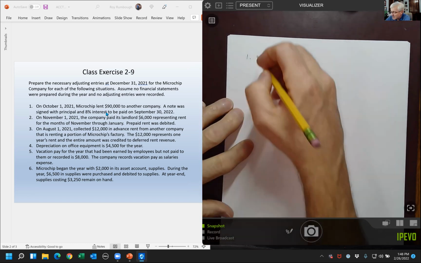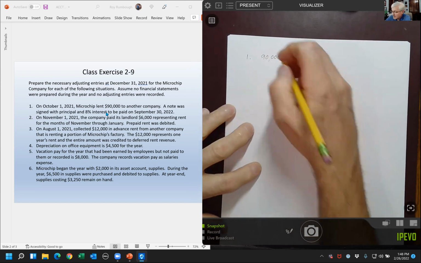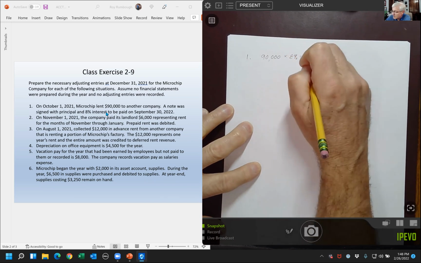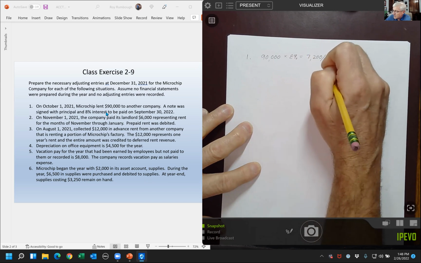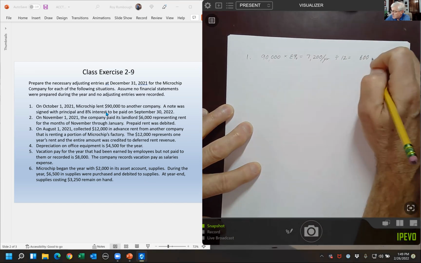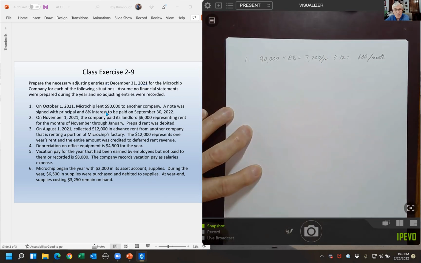Well, I like to follow that same process. How much interest are we earning per month? 90,000 times 8%, that's 12 months of interest, 7,200 for a year, divided by 12, $600 per month. So we are earning, for every month they're using our money, $600, but they're not going to pay us until September of 2022, when they'll pay the interest and principal, everything.